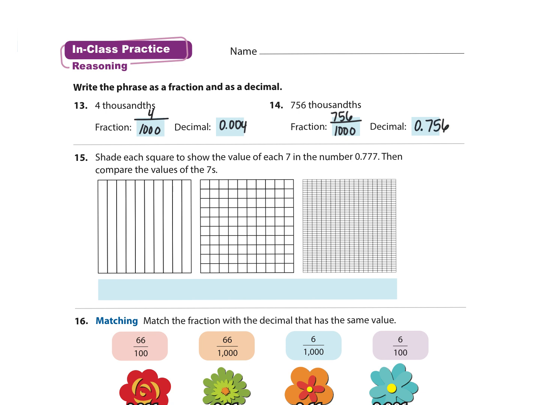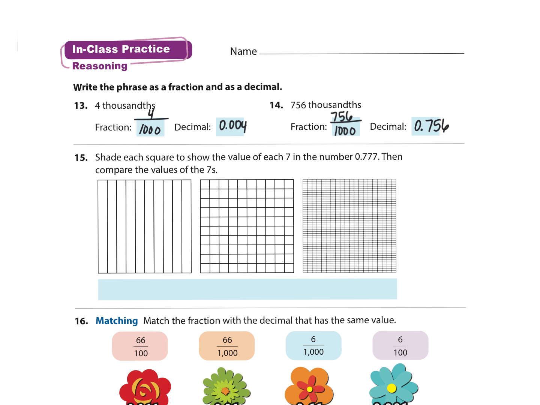I am writing 756 thousandths as a fraction and then as a decimal. So the fraction should be 756 over 1,000. The decimal is 0.756. Okay, number 15, we're shading each square to show the value of 7 and the number 777 thousandths. How do I read this number again? 777 thousandths. Very good.